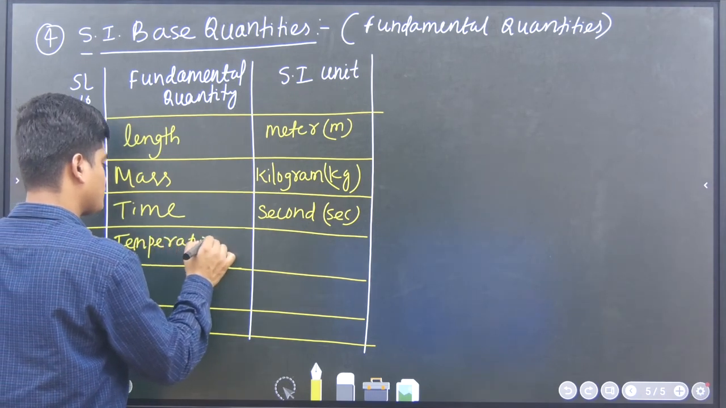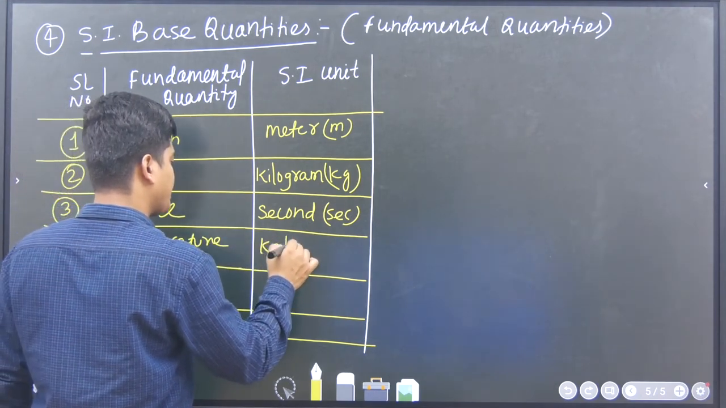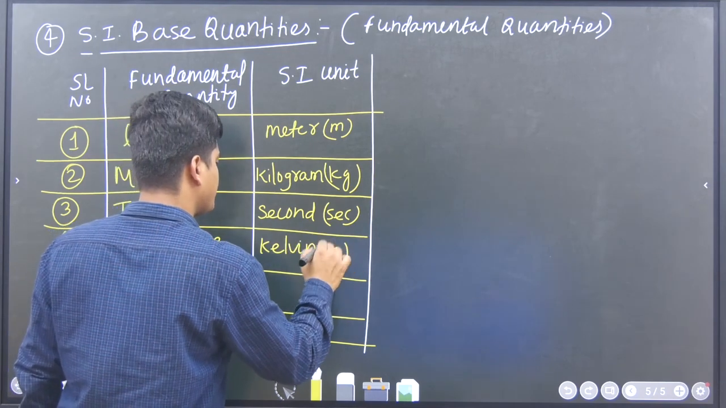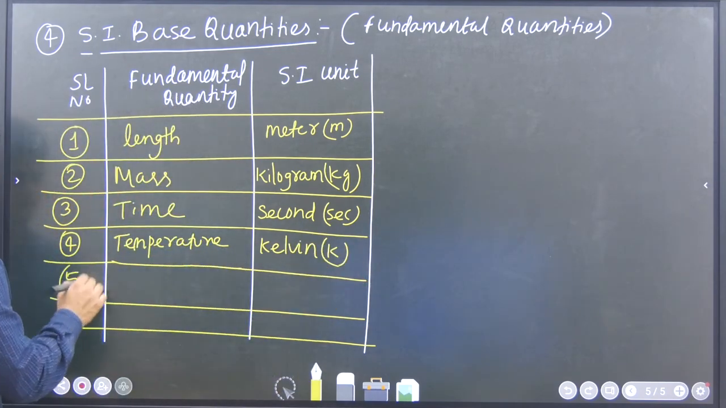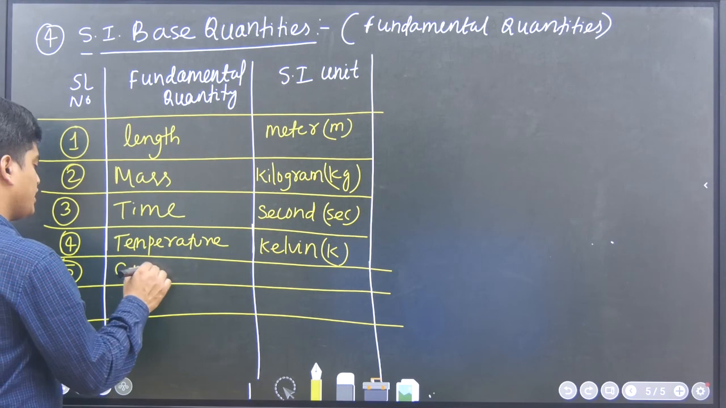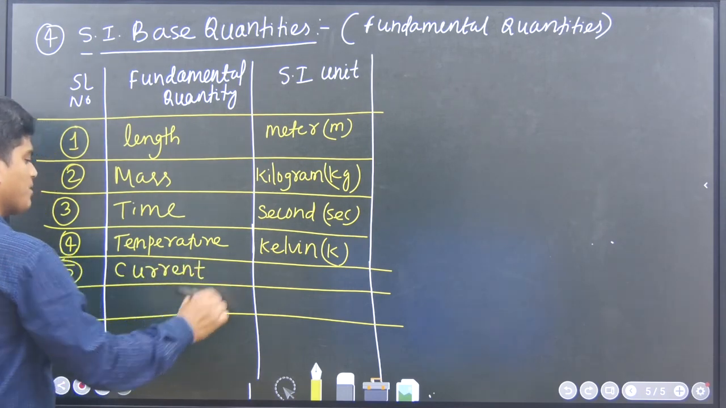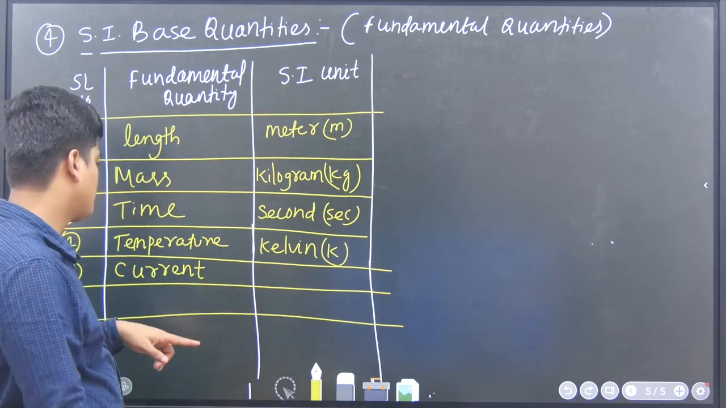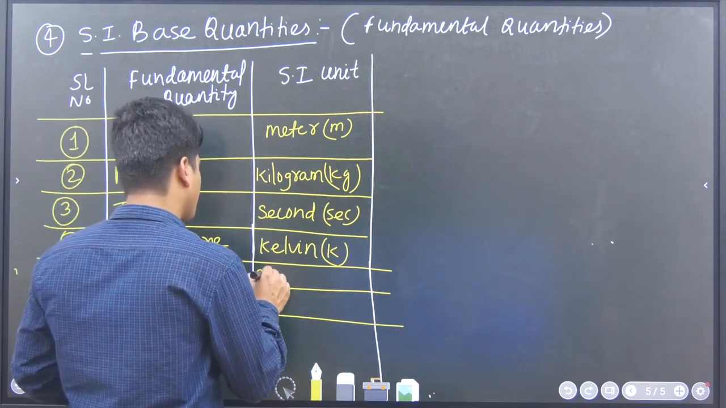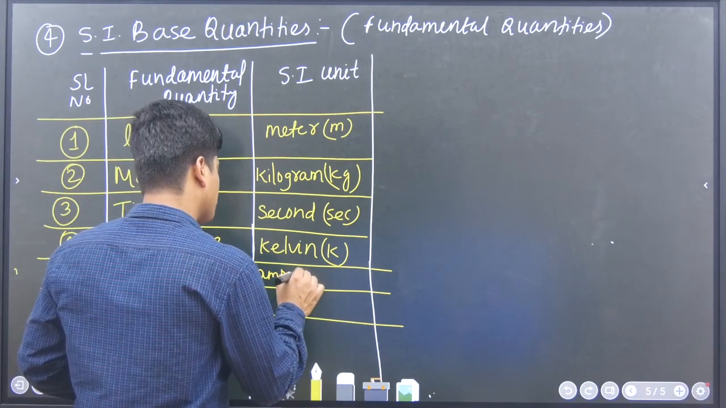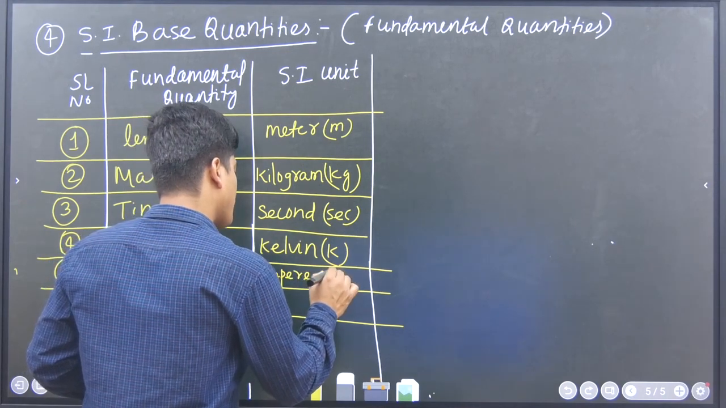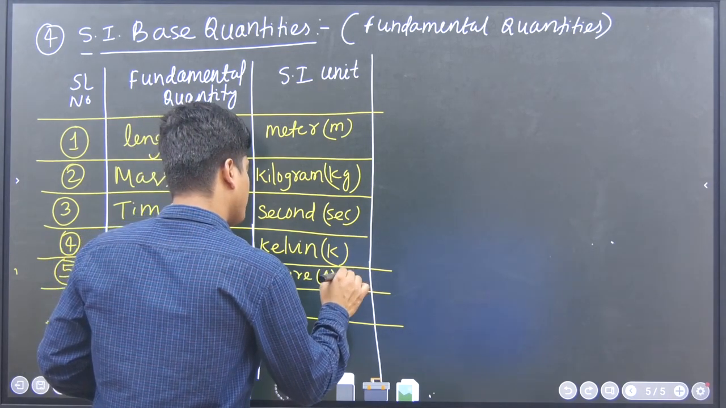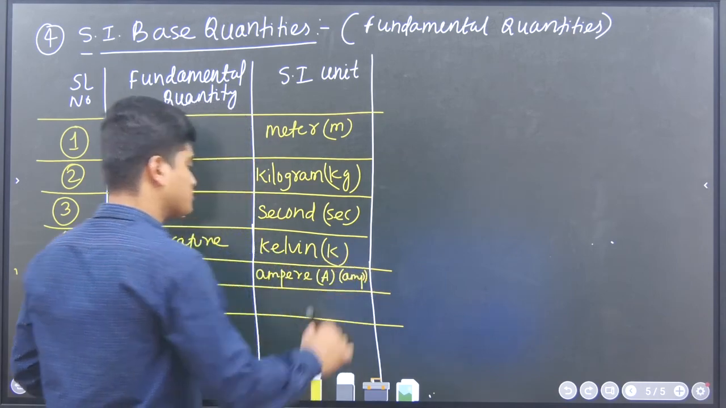Number 4 is temperature. The temperature unit is Kelvin, and the symbol is K. Number 5, we will understand about electric current. Remember, current is a fundamental quantity, but charge is a derived quantity. The current unit is ampere, the symbol is A, or sometimes AMP.